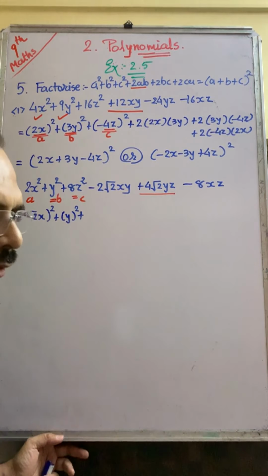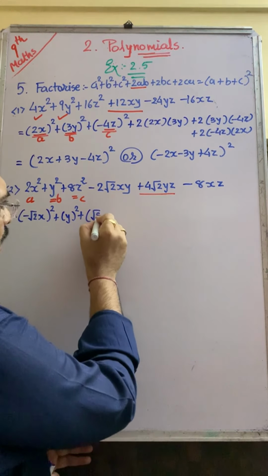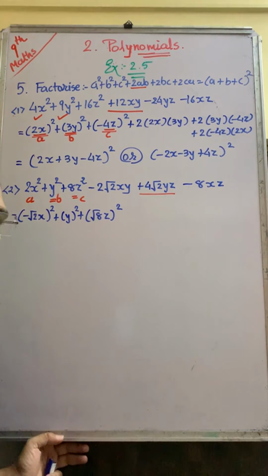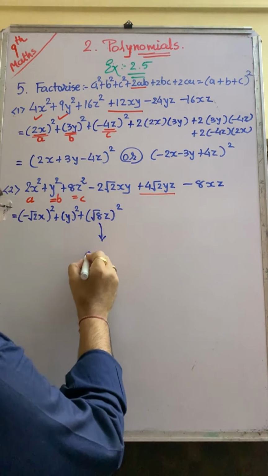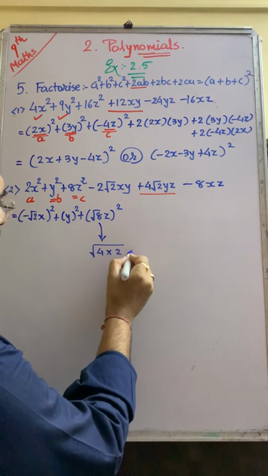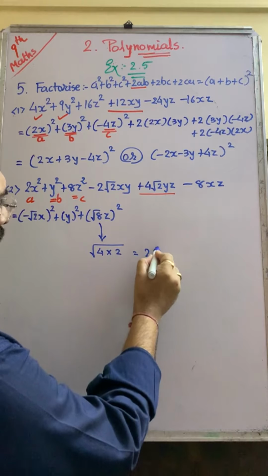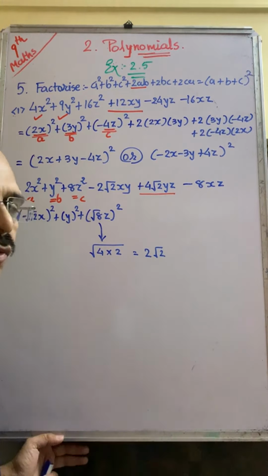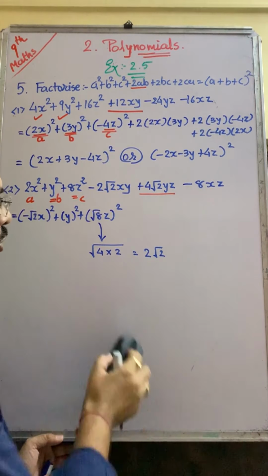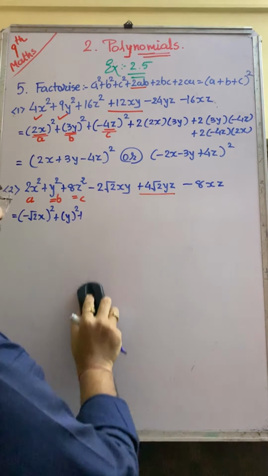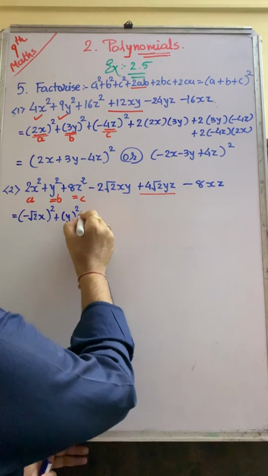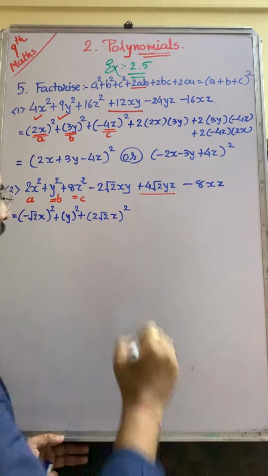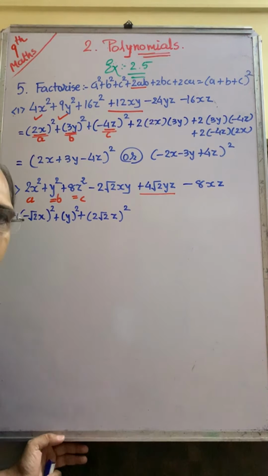And 8 is the square of which term? Root 8 z the whole square. You can also write it like this, because root 8 means what? 4 2s are 8. The square root of 4 is 2, and root 2 as it is. So instead of root 8, I should write 2 root 2 z the whole square. Is it okay? Now place according to the formula.